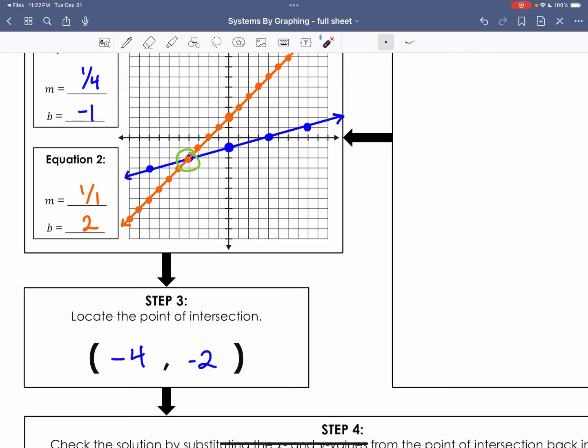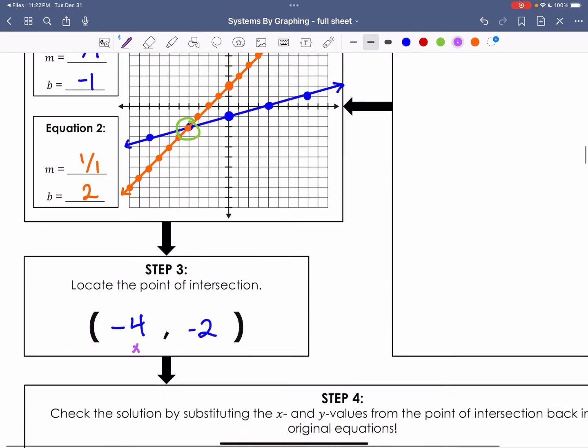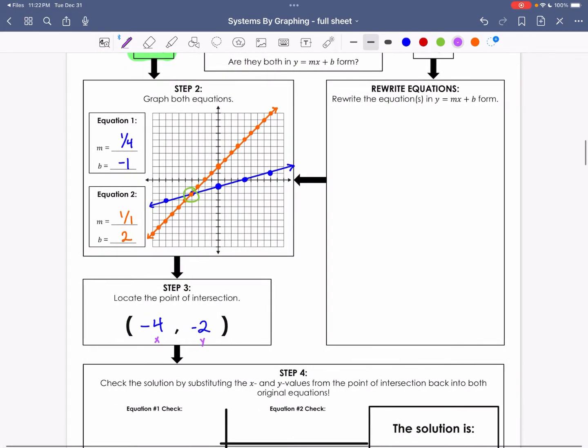It's really important to remember that coordinate points go x and then y, right? Coordinate points go in ABC order. X always goes before y when graphing. So just make sure order matters. It would not be valid to write -2, -4.